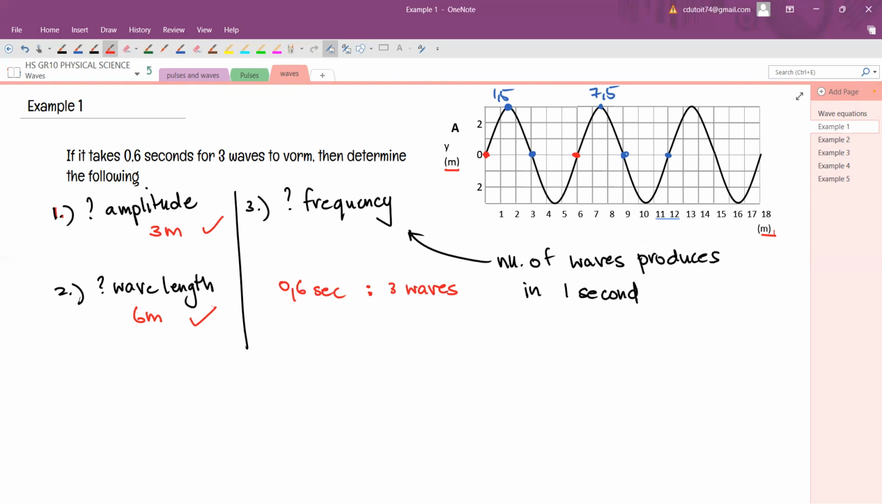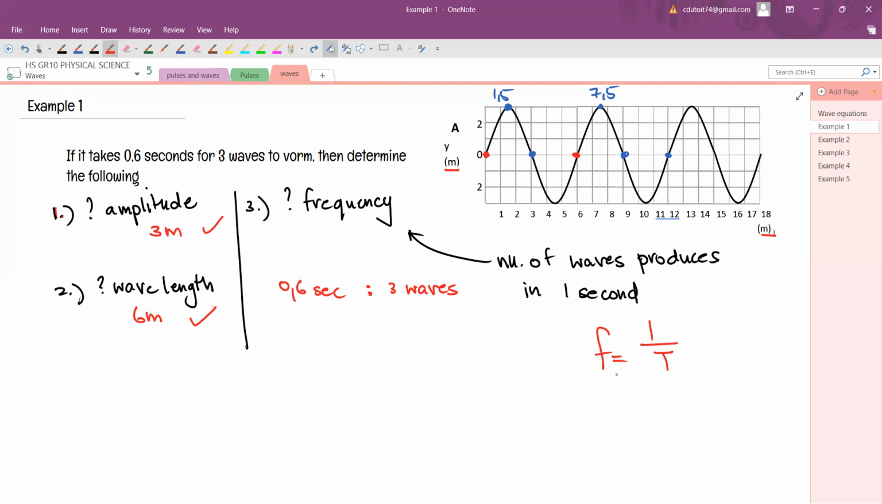Is it 0.2? 0.2 is the time it takes for one wave to be formed, isn't it? But that's not frequency. Okay, I understand what you've done, but you've now not given F. In this equation, you've calculated T. Okay, so let's just do, is it Kelvin? Yes, sir. Let's just do Kelvin's method.